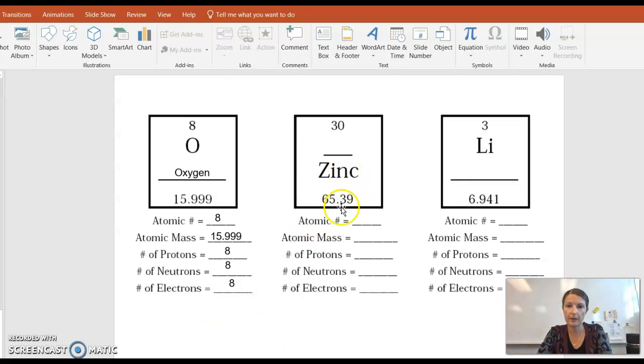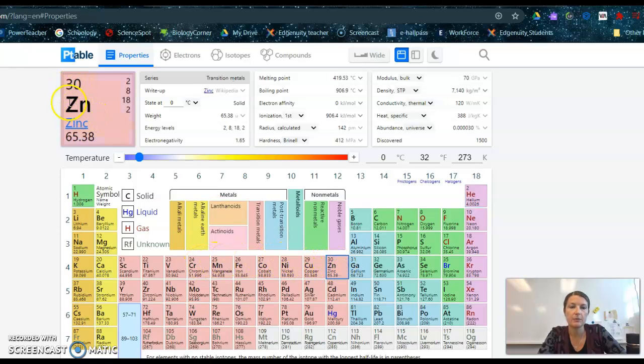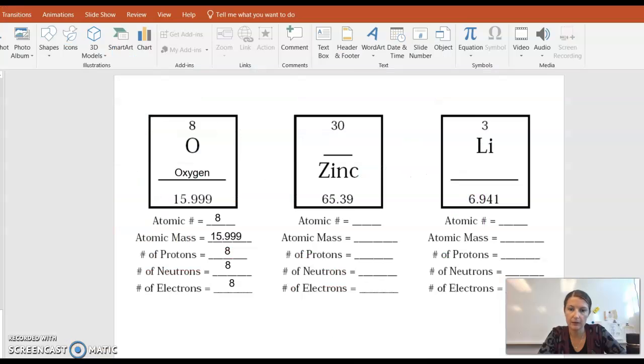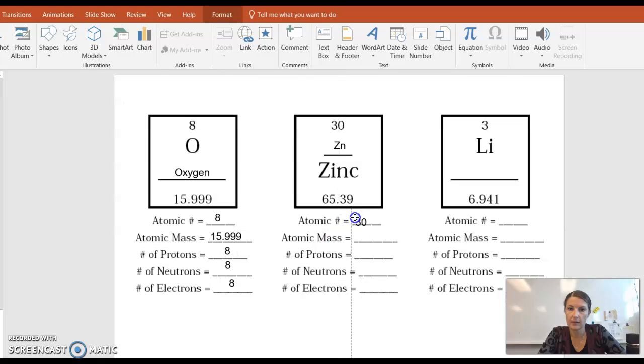Let's look at zinc. So I know I need to find the symbol for zinc. I know my atomic number is 30, so I'm going to go back to my periodic table. Remember that these are arranged in order of increasing atomic number, so I can find 30. And then I see that the symbol for zinc is capital Z, lowercase n, so Zn. So that's what I'm going to fill in there. On the Schoology assignment, make sure you get the capital letter first and lowercase second so it grades correctly. Then my atomic number is up here, so that's 30. So I'm going to put that in there.